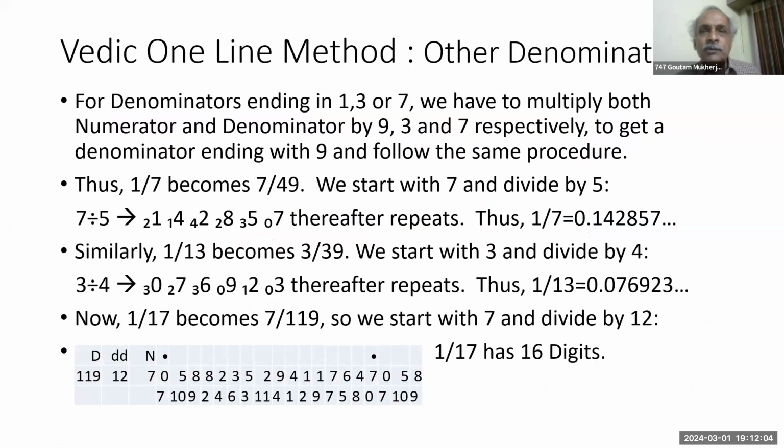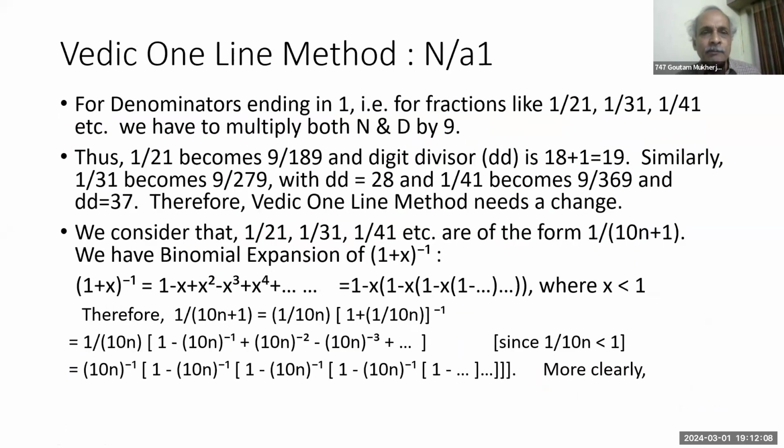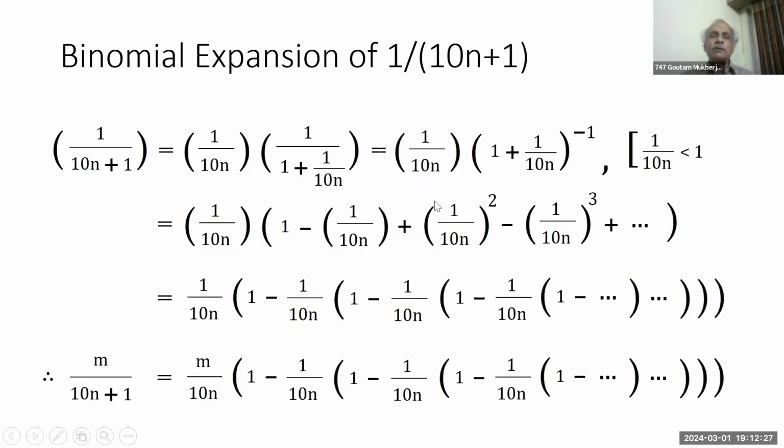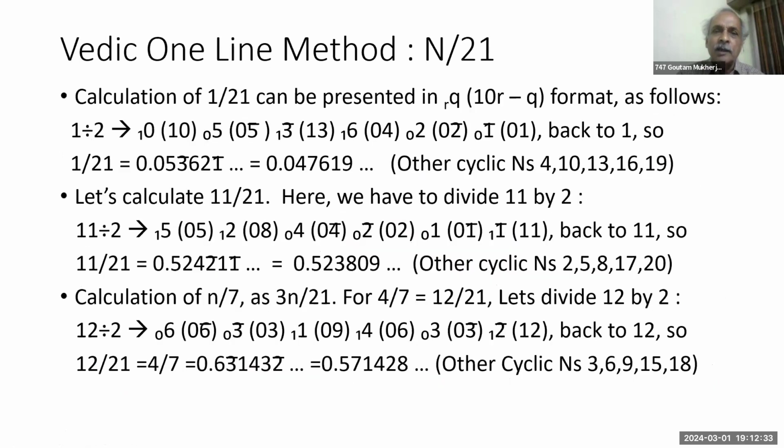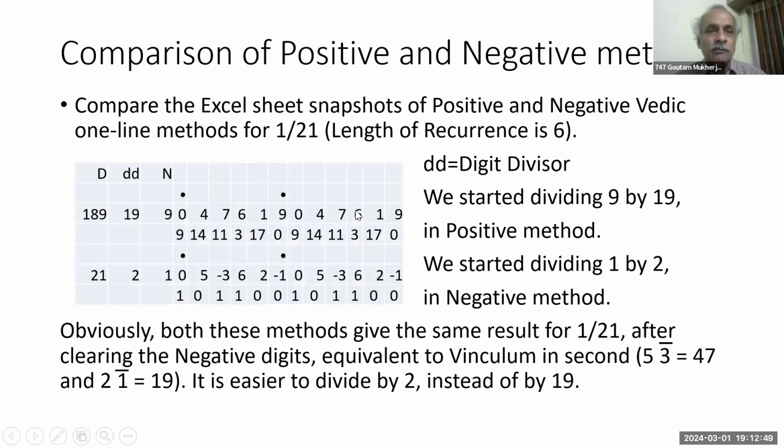Then we came to other denominators, and if the denominator ends in 1, it becomes very complicated. So we come to another procedure, the binomial expansion of 1 plus x to the power minus 1, and it is coming to this. So it is a negative method. We also discussed how the negative method comes and how to handle the vinculum. Dividing a negative number, what the quotient and remainder are is a very important point. So all this we have discussed.